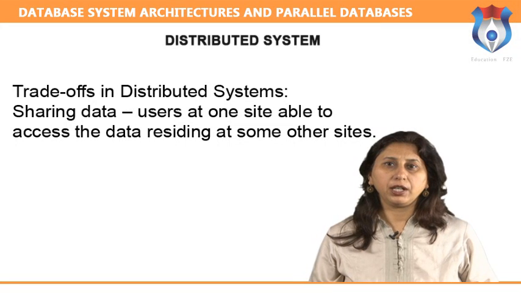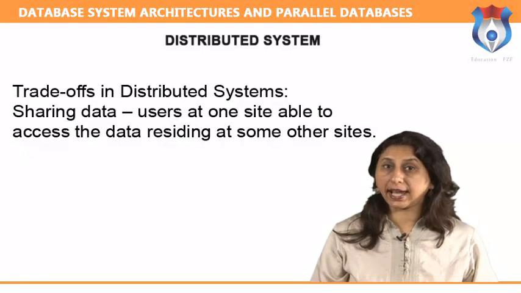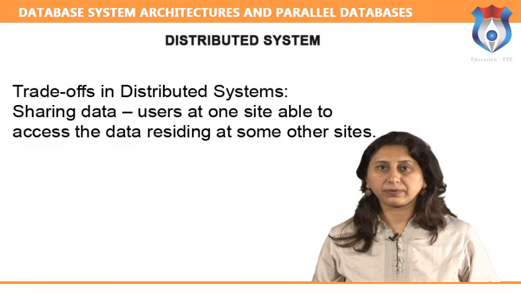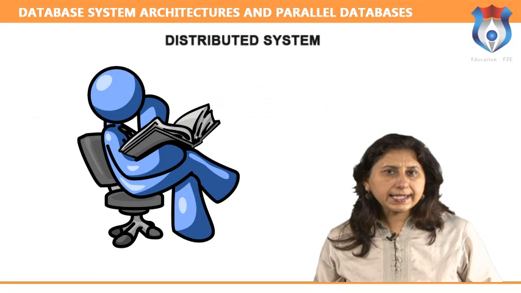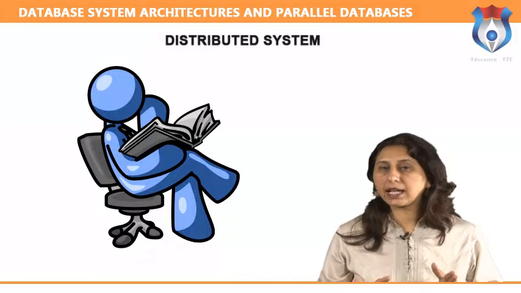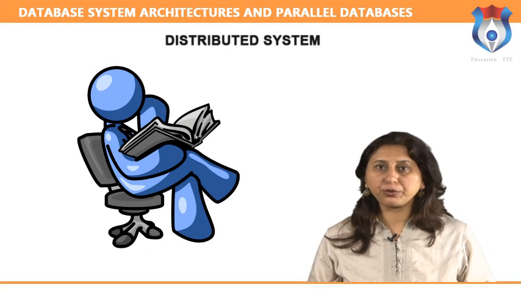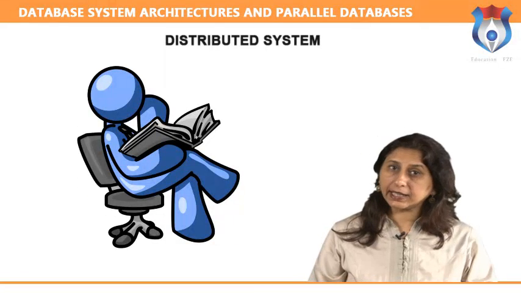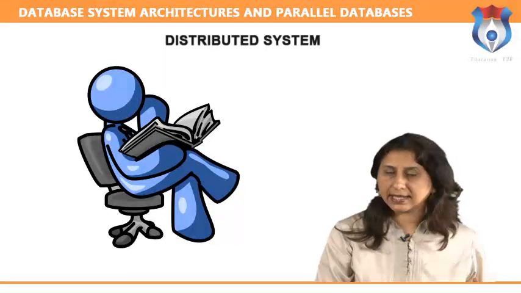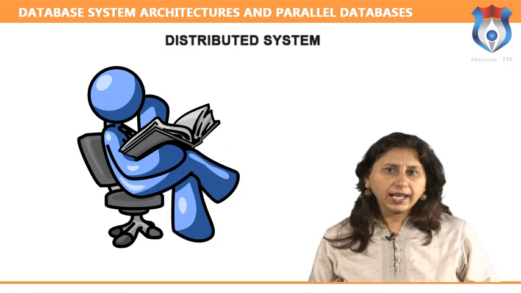Sharing data: users at one site are able to access the data residing at some other sites. Autonomy: each site is able to retain a degree of control over data stored locally. Higher system availability through redundancy: data can be replicated at remote sites, and the system can function even if a site fails.